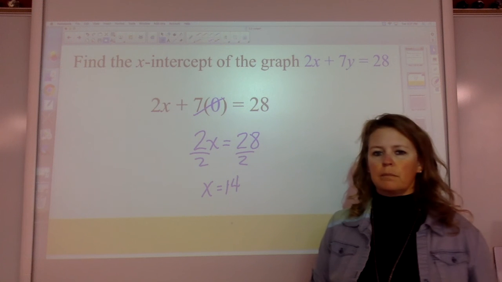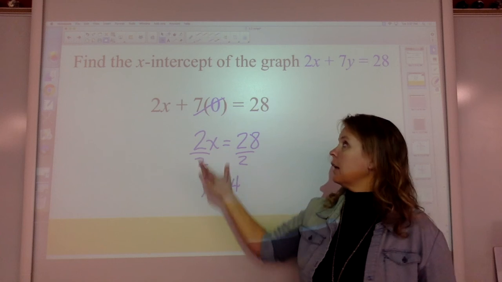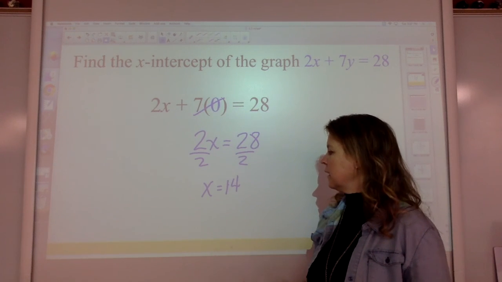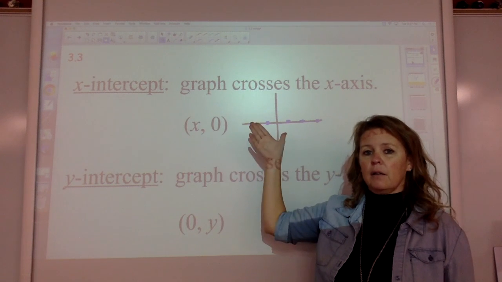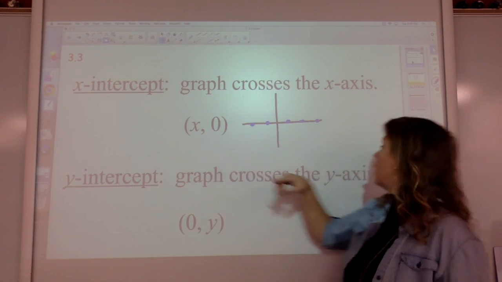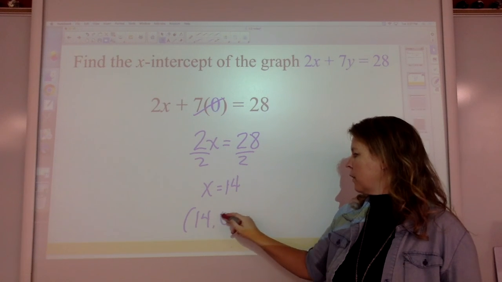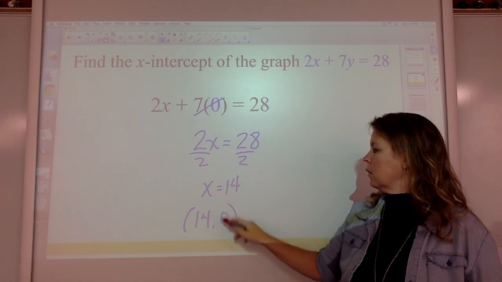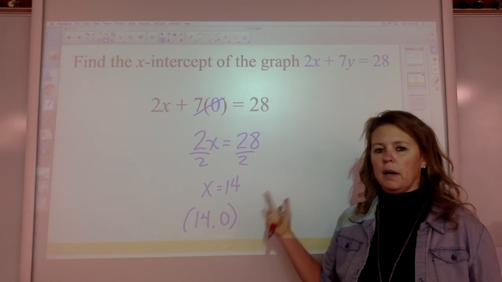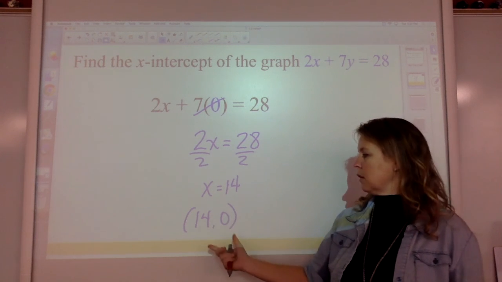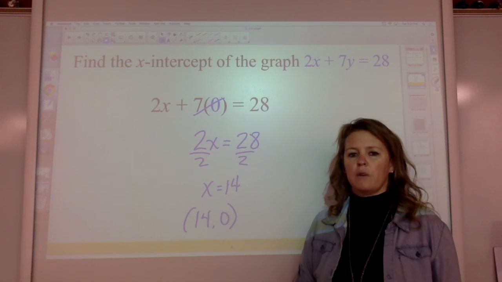28 divided by 2 is 14. But you can't leave it as x equals 14, because it's not asking for the answer to an equation. It says find the x-intercept. The x-intercept is a point on a graph, however many spaces over and no spaces up. So your final answer must be written as (14, 0). Our y was 0, our x was 14. When you do this on your homework, assignments, daily quizzes, and tests, you've got to answer it with parentheses, a comma, and the 14 in the x spot.